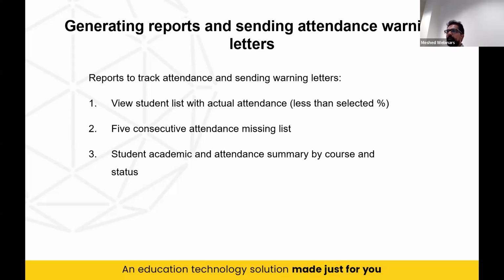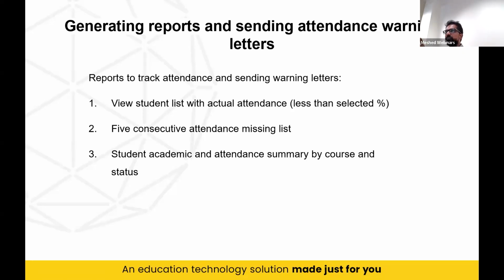Another important report is the 5 consecutive attendance missing list. If a student continuously misses 5 consecutive days, this report will give you the student list who has missed like this, and then you can take action accordingly. And the last one that I put here is student academic and attendance summary by course and status.